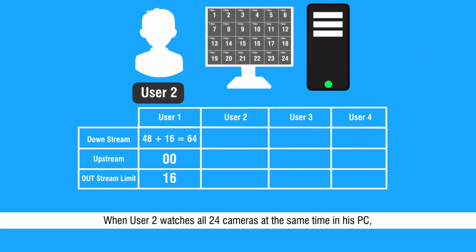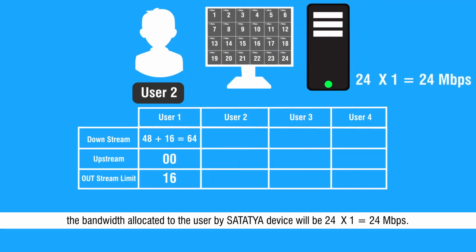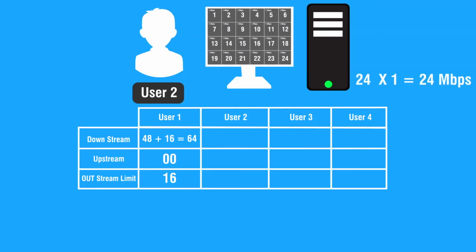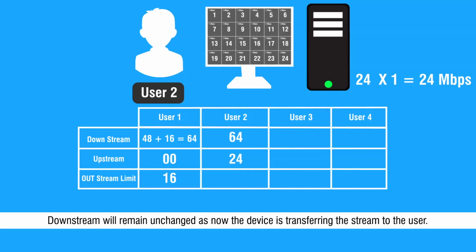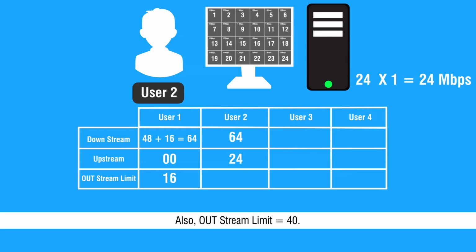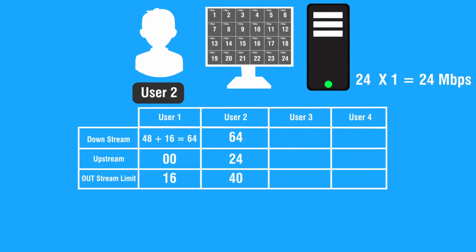When user 2 watches all 24 cameras at the same time in his PC, the bandwidth allocated to the user by Satatya device will be 24 into 1, that is 24 Mbps. So downstream in this case is again 64 Mbps, but upstream is 24 Mbps. Downstream will remain unchanged as now the device is transferring the stream to the user. Also, outstream limit is 40.